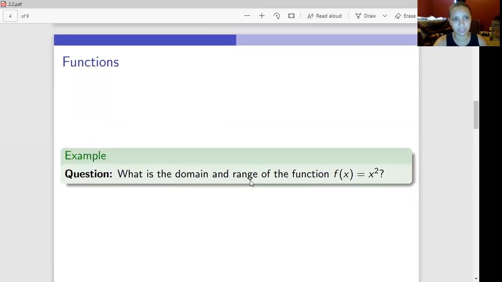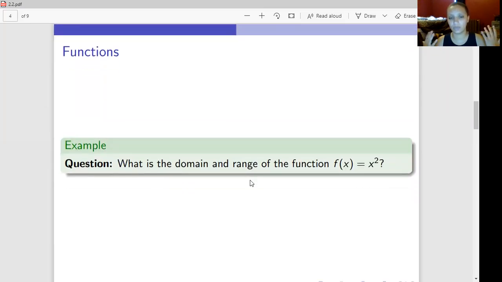So let's see what comes next. We've got a little bit of an example. What is the domain and range of the function f of x equals x squared? If you answer this instantly, congrats. If not, okay. Not only am I going to give you the answer, I'm going to ask you to pause this video and give yourself a little bit of time to think about it. So go ahead, pause, come back when you have an answer.